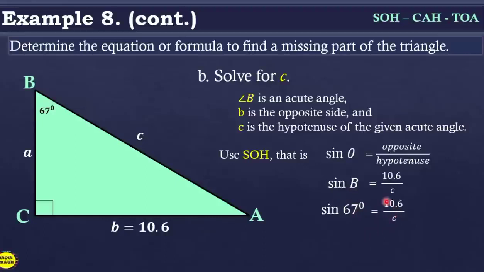By cross multiplication, we now have C times sine 67 degrees is equal to 10.6. Now, for us to get C, we have to divide both sides by sine 67 degrees. So, we will get 10.6 divided by sine 67 degrees.